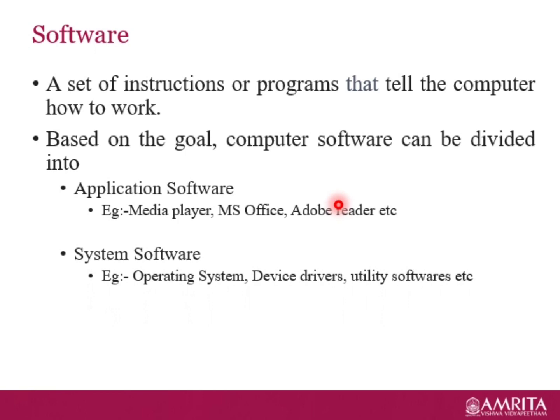On the other hand, system software plays an important role in the working of the entire computer. For example, the operating system. So the operating system is not an optional thing. Obviously, you require an operating system for the functioning of your computer. Similarly, device drivers, and utility software like antivirus or backup software. These are all examples of system software, and they are required for the perfect functioning of the system. And always keep in mind that both hardware and software are essential for the proper functioning of a computer system.